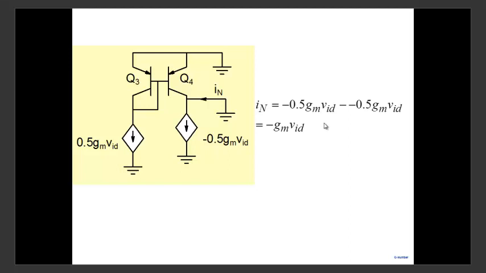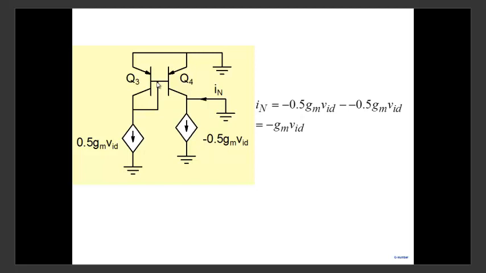The total current will become minus GMID. Note that this is 0.5, this is plus. This is plus and this is minus here. So, again, what are we doing? This is 0.5 GMID. This will set up a voltage here, right?